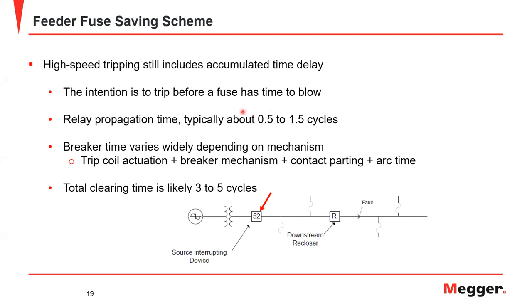Okay. Another delay that we cannot do anything about is breaker time, the mechanics of getting the breaker open. You have a little bit of time associated with the trip coil actuation, a little bit with the breaker moving. You have the contact parting and the arc time. All of that accumulates together and you get somewhere in the neighborhood of 3 to 5 cycles. It's hard to nail down any closer than that because every breaker is different and relays are different. Okay. This is about the time it takes to get the breaker open and extinguish the fault.